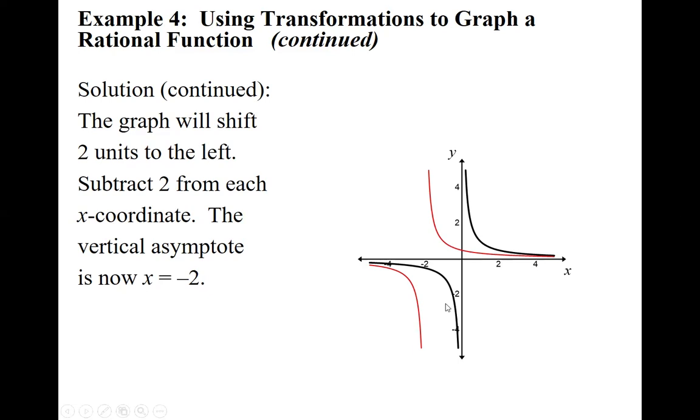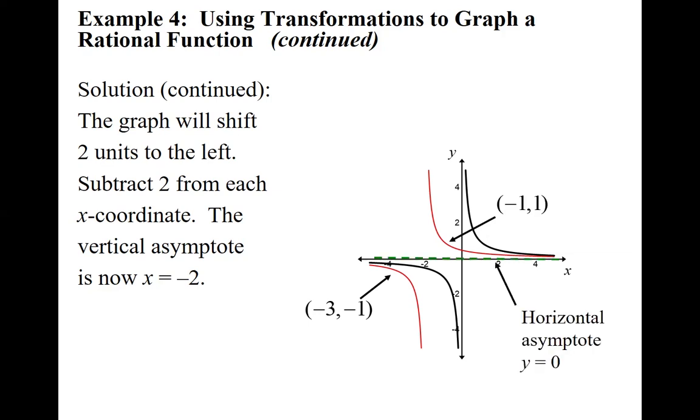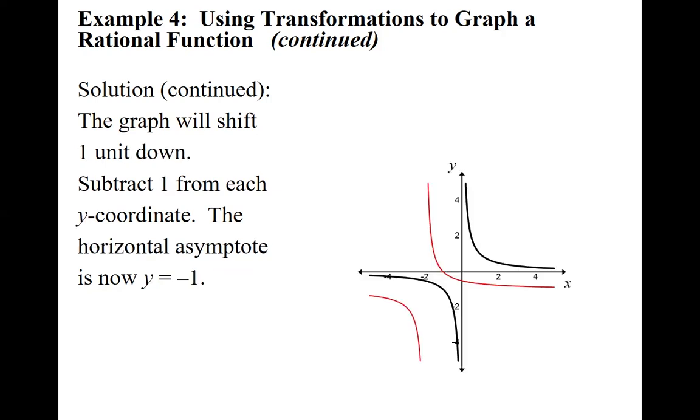So from the original black line graph, we have this new red line graph of moving left 2. Our 2 points are now at -1, 1 and -3, -1. The vertical asymptote is now x equals -2. Horizontal asymptote hasn't changed because we've just moved left. And now we're going to move down 1.